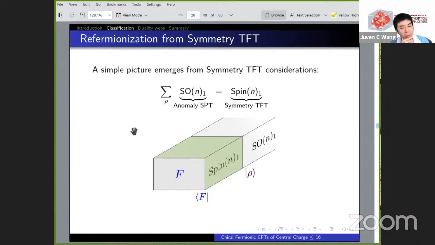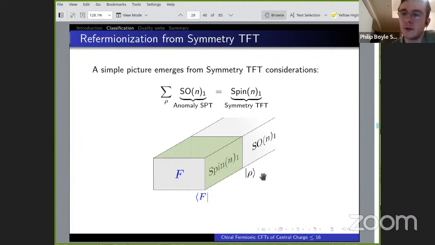Spin n level one. What's the number of ground states? Or what's the partition function on, let's say, the T3 torus? Well, I know the number of ground states on a manifold is the number of spin structures on that manifold. Precisely for this reason, you can think of the ground states as being Dirichlet boundary conditions, which fix the spin structure in the bulk. So you can see from that point of view that it does have multiple ground states, and therefore is not an invertible TFT.